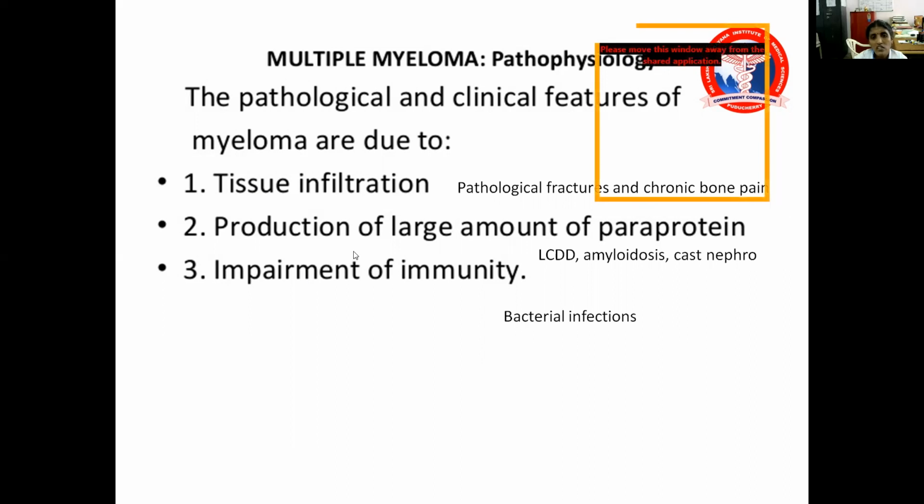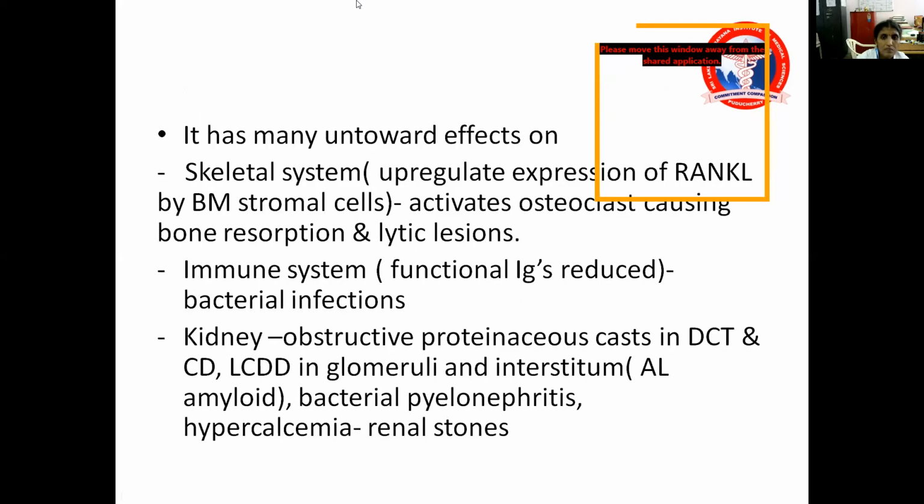The second most important is production of large amounts of paraproteins. It is there in the blood, and those unwanted proteins get deposited everywhere in the body, especially the kidney, which can lead to light chain deposition disease, amyloidosis, or cast nephropathy. The third most important pathophysiology is impairment of immunity, because of which the patient can present with multiple bacterial infections like bacterial pyelonephritis and so on. So as I said, it has many untoward effects. Though we have so much immunoglobulin, it is all non-functional. It is going to cause damage.